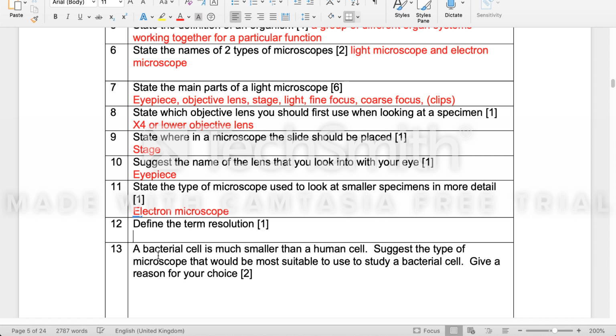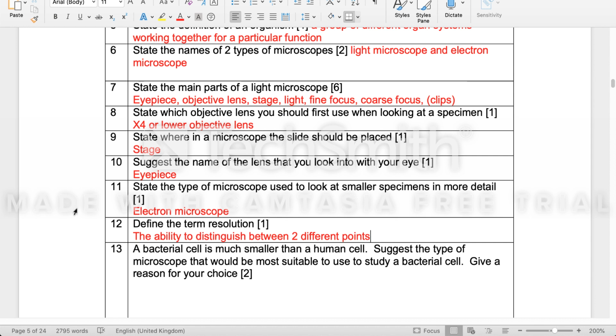Define the term resolution. Okay, resolution in science, not as a philosophical point of view. And the definition of resolution is the ability to distinguish between 2 different points, okay? And I know that kind of seems different from what I explained to you before, but it's in the text. And when you have 2 points on an image, the difference in resolution is the ability to actually see where those 2 different points are, okay?